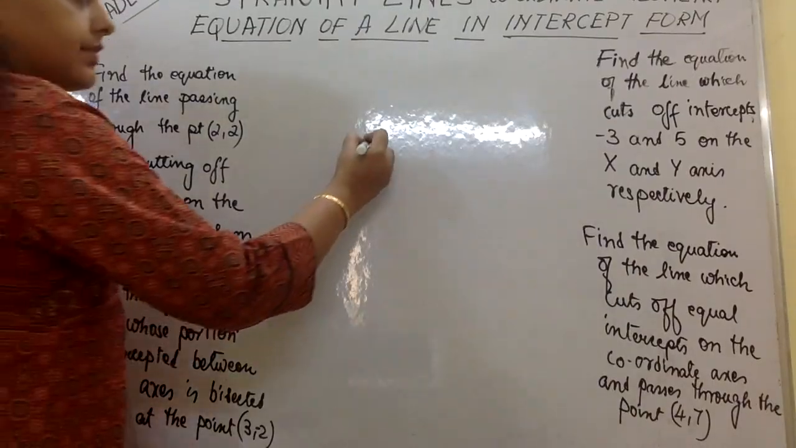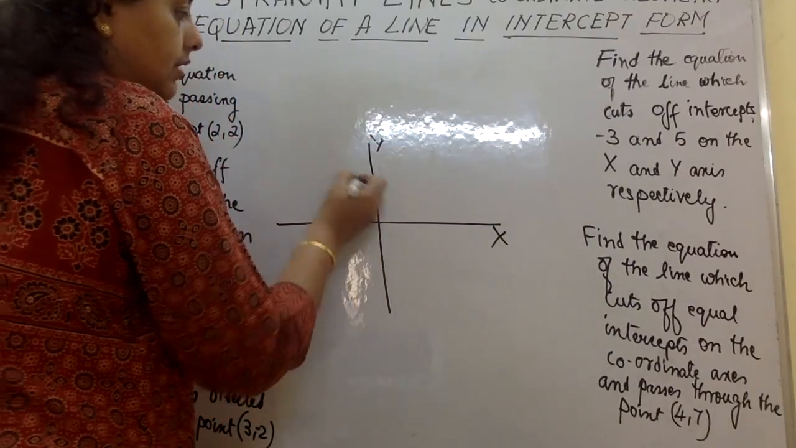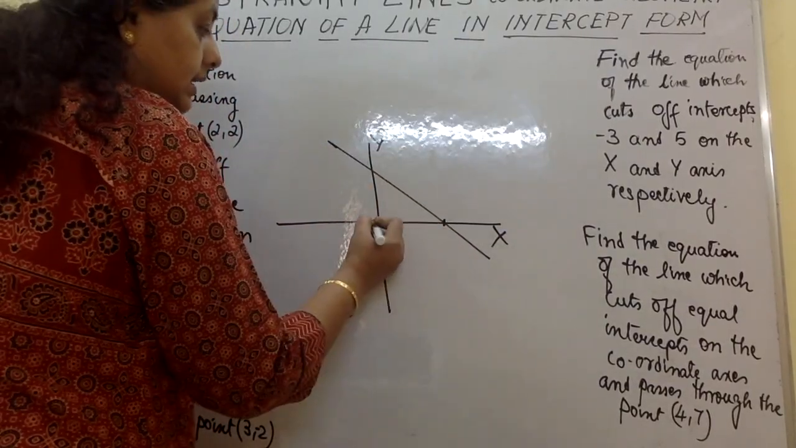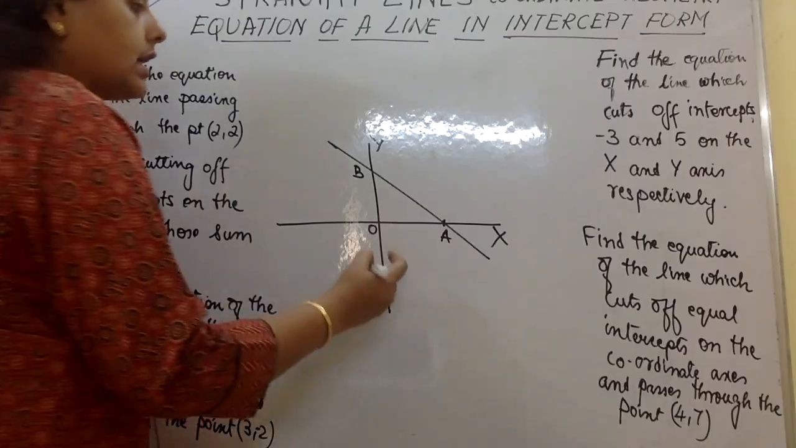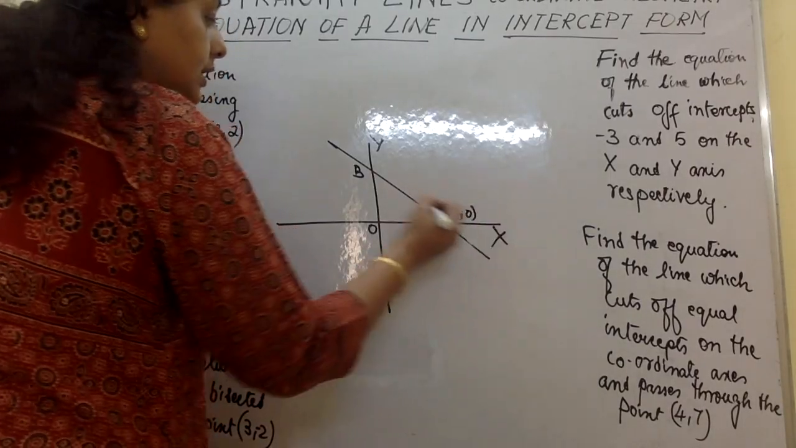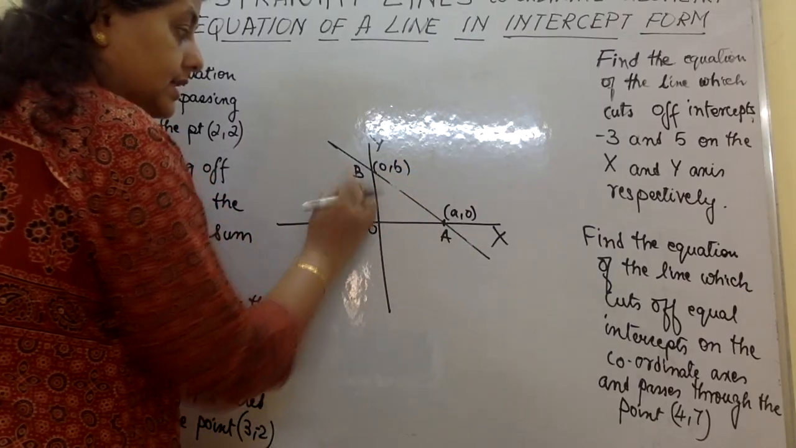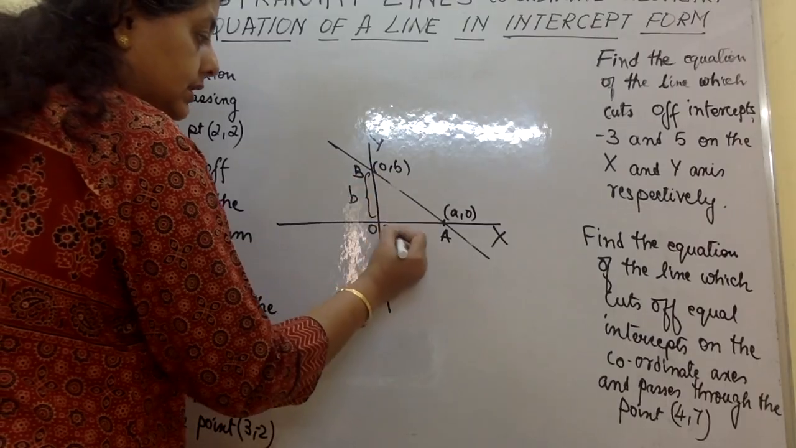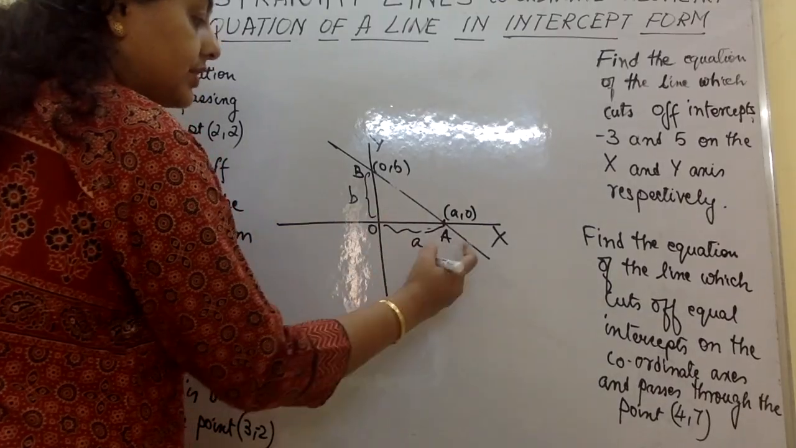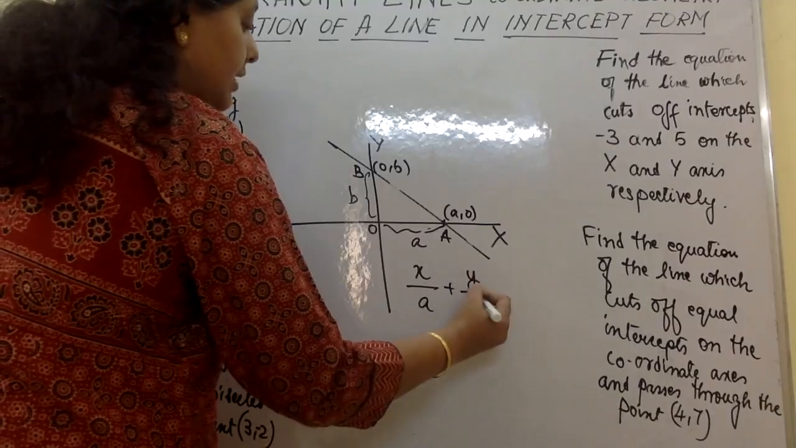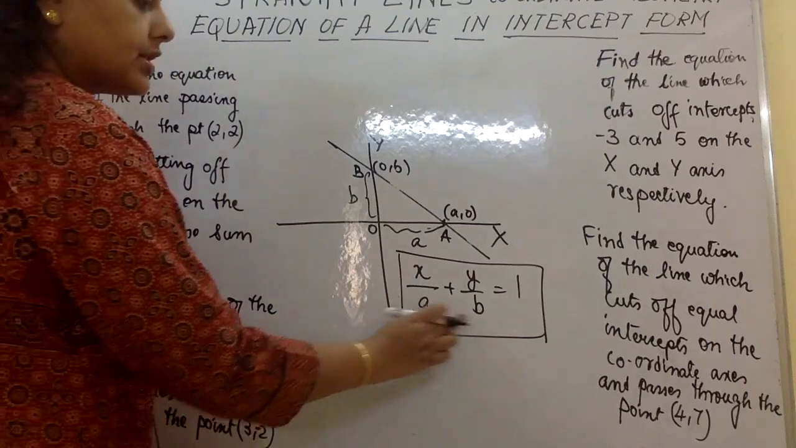Now intercept form is very simple. Supposing we have the x and y axis, and we have a line which is going like this. Let's say OA is my x intercept and OB is my y intercept. So if it cuts at a comma 0 and at 0 comma b, my y intercept becomes b. This length is b, this length is a. So the equation of this line becomes x by a plus y by b is equal to 1.